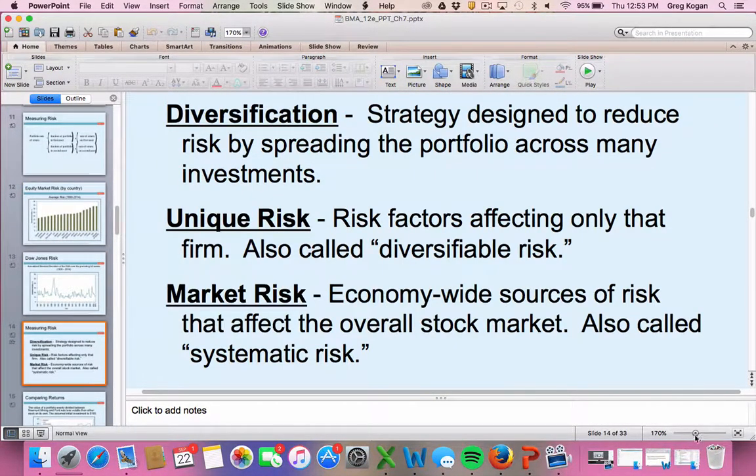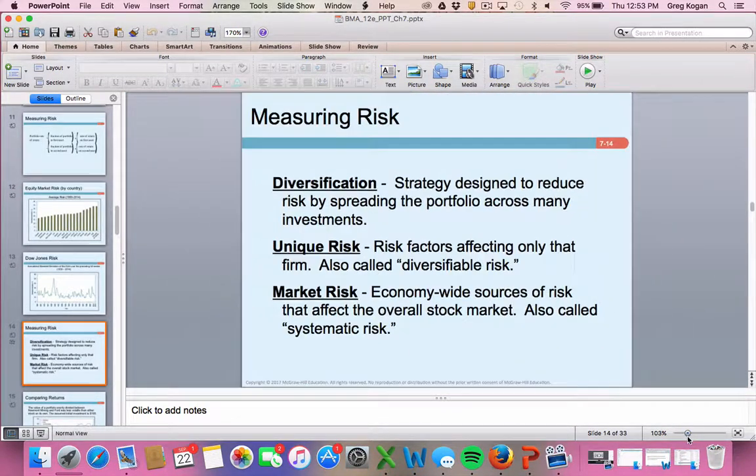And once we're through that, we can see how you diversify risk. What's market risk? What's unique risk? What is diversification? Being aware of this risk, diversifying is a way of reducing risk by spreading the portfolio across many investments. If you are exposed to these standard deviations in different markets, and you invest in different markets, you can slow down the overall risk.